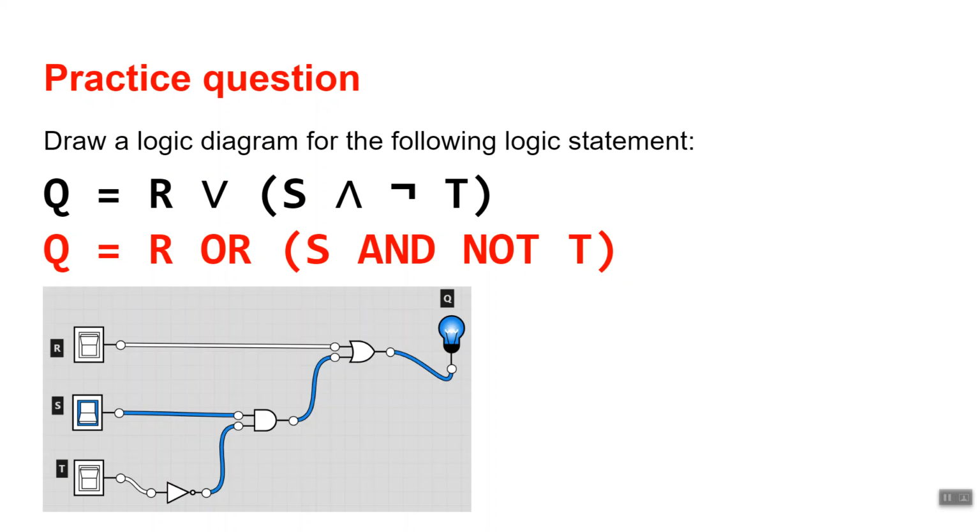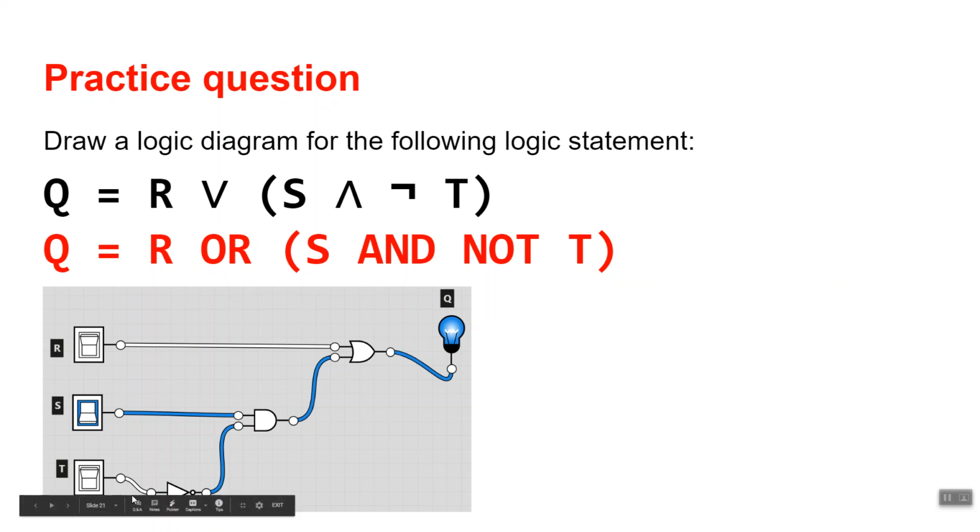So there we go. There is the answer that we've got. R or S and not T. So here's our R input. Nothing's happening to that, it's all on its own, so we just connect that to the OR gate, and then we're ORing it with an S and not T.